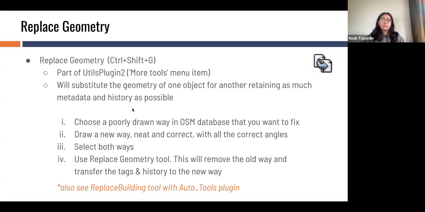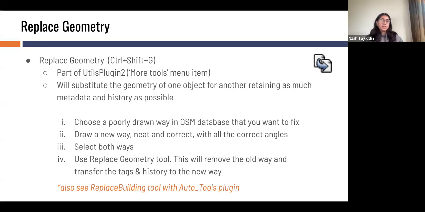Next, we're going to show off replace geometry. I use this one a lot. I'm a big fan. It's part of the utils plugin tool again, so it's going to be underneath that more tools menu item when you download this plugin. It'll substitute the geometry of one object for another object that has the same exact data and history as much as possible. So let's say someone has mapped one building, but it's not very good. You want to replace it.